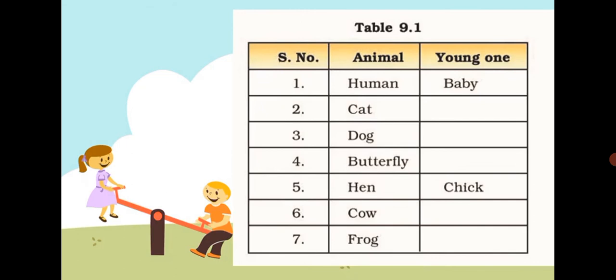Here the animal name and its young one name is given. The young one of a human is called a baby. The second one is cat, and the answer is kitten. Right, dear students? The next is dog. The young one of the dog is called a puppy. The young one of butterfly is called a caterpillar. The young one of hen is called a chick. The young one of cow is called a calf. Right. And what about the frog, dear students? Can you tell me? Yes, that is the tadpole.